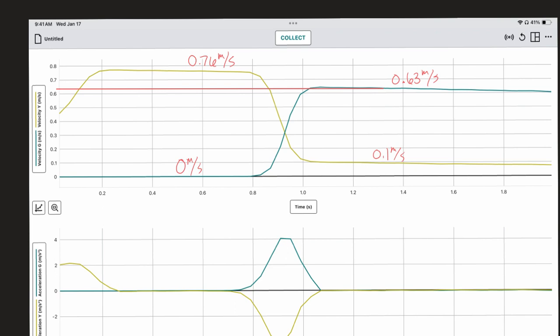All right, so our job is to see if momentum was conserved. We want to find out what the momentum of the system was before. We know the mass of both cars, we know their velocities before, and we can do the same thing afterwards. So let's do it.